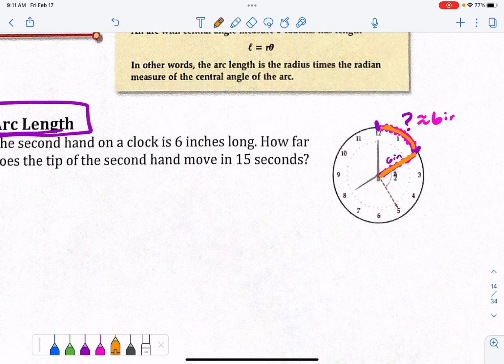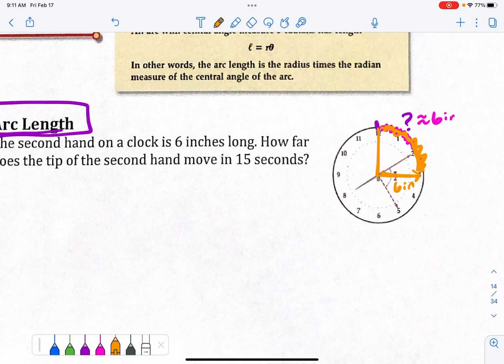So 15 seconds would be to the 3, right? 15 seconds would be to the 3. So we're going a quarter of a circle around. So it would be probably a little bit more than 6 inches, maybe like 10 or so, right? But we're trying to figure that out.